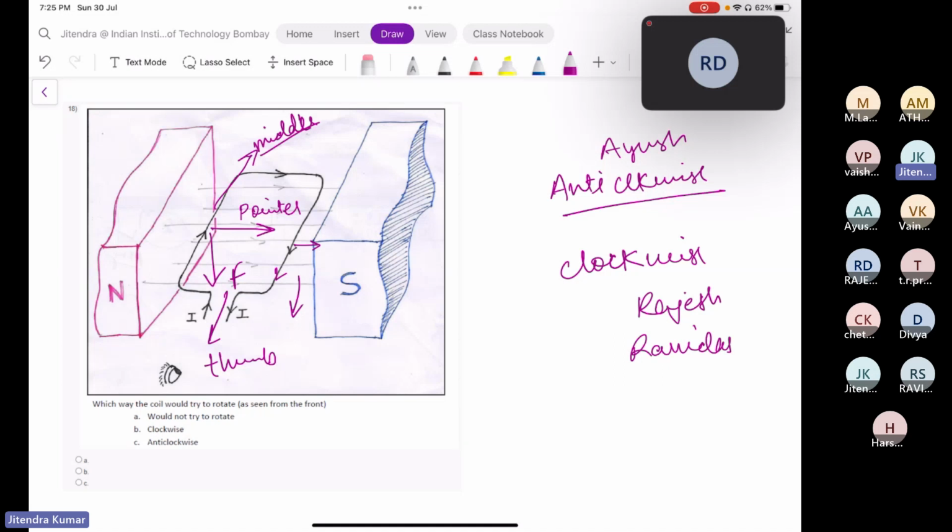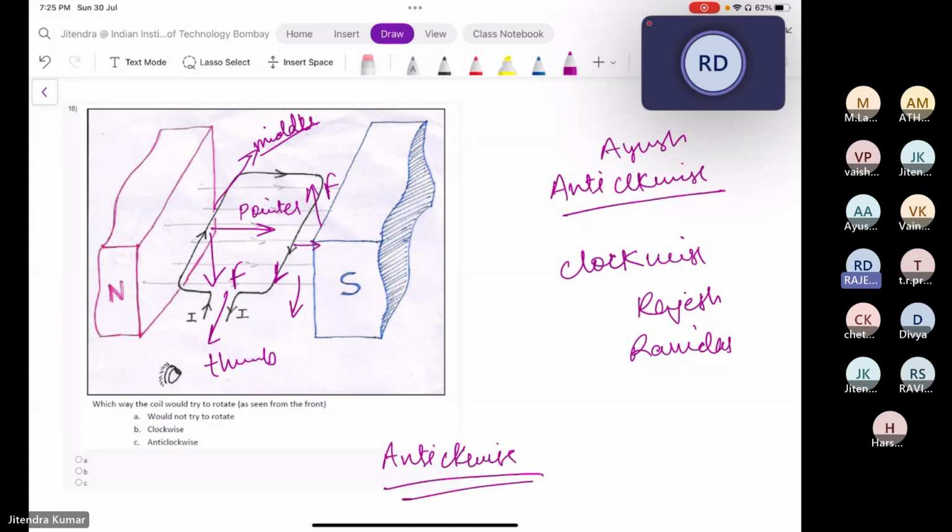Similarly, if you apply it on the right-hand side, with current direction as the middle finger and pointer in the direction of the magnetic field, you can see that the thumb will be in the upward direction. So here the force will be upward. If this is satisfied, then your conductor will rotate in the anti-clockwise direction. Thank you, sir. This question is clarified. Okay, great. Still, if anyone has doubt regarding this, you can raise your hand or speak up.